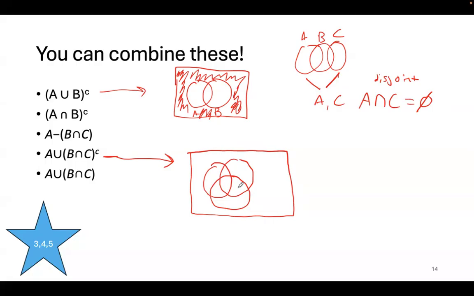Okay, so how do we approach this? First of all, what's B intersect C? If this is A, this is B, C. B intersects C is this part. And so it's saying everything but that. So everything but that little intersection. And then what?